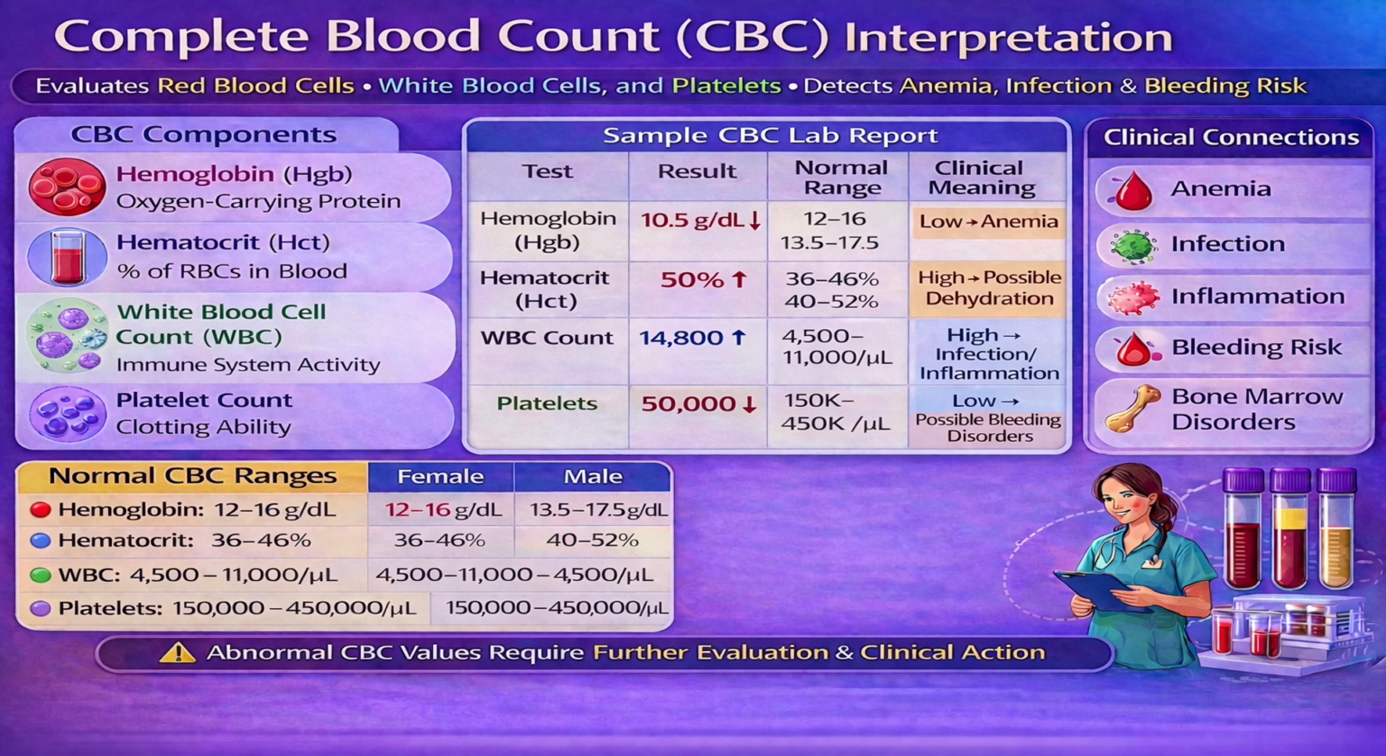For example, normal hemoglobin levels are typically about 12 to 16 grams per deciliter in females and approximately 13.5 to 17.5 grams per deciliter in males. Similarly, hematocrit values are usually around 36 to 46% in females and about 40 to 52% in males. These differences are largely influenced by hormonal effects and red blood cell production.